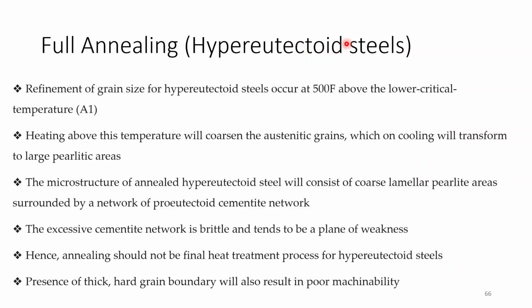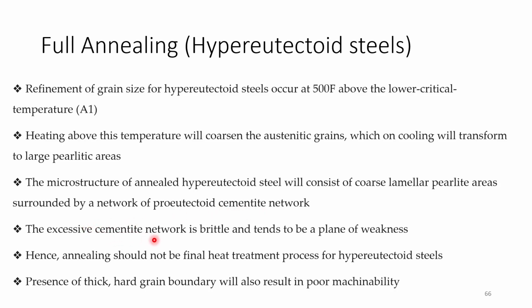Then we have hypereutectoid steels. In this case, refinement of grain size occurs at 50 degrees Fahrenheit above the lower critical temperature A1. Heating above this temperature will coarsen the austenitic grains, which on cooling will transform to large pearlitic areas. The microstructure of annealed hypereutectoid steel will consist of coarse lamellar pearlite areas surrounded by a network of pro-eutectoid cementite.